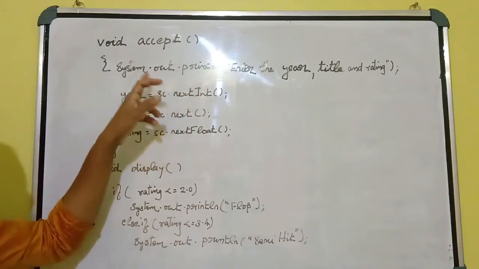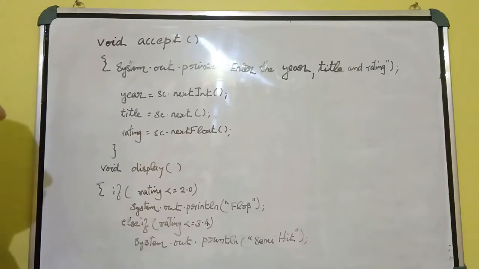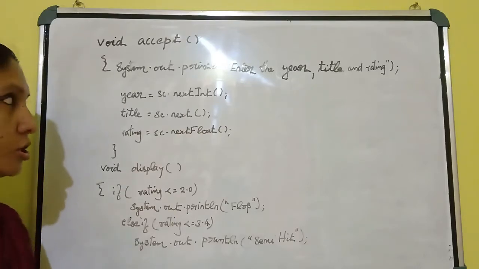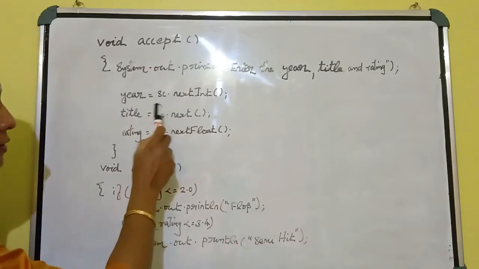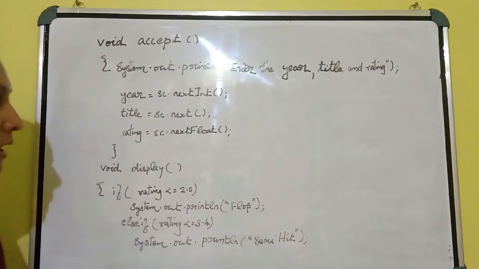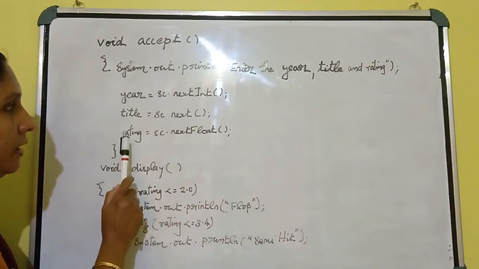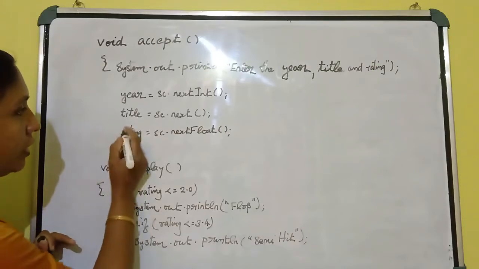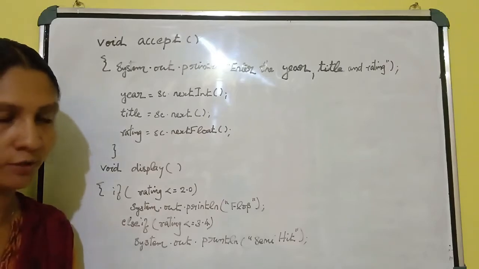First you have to give the message to the user: System.out.println, "Enter the year, title and rating." Okay. Then how can you read the values? Year is an integer value, so we have to use the nextInt function, sc.nextInt. Then title is a string, so sc.next. Then rating is a float, so you have to write rating is equal to sc.nextFloat.